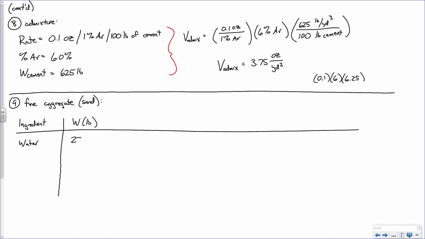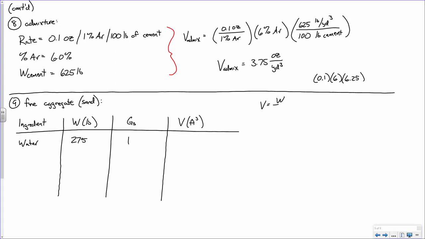Now, water has a specific gravity of 1. So, what is the volume of water? In order to do that, all you're doing is taking the weight divided by the specific gravity times the unit weight of water. I've got the unit weight of water right here. It's just 62.4 pounds per cubic foot. Since we're using 62.4 pounds per cubic foot, whatever volume we calculate is going to be in cubic feet. Somebody tell me what that's going to be. 4.41. Do I have a second on that?